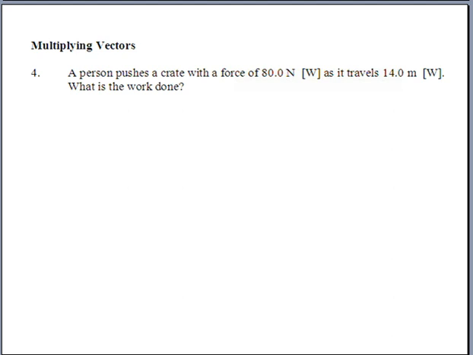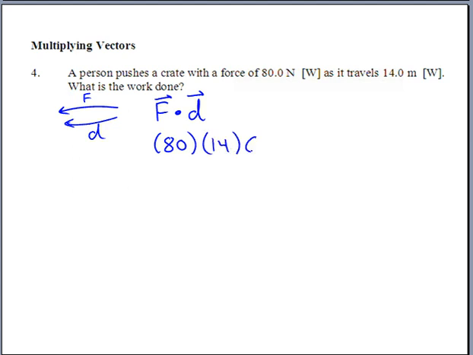Person pushes a crate 80 newtons to the west, and it travels 14 meters to the west. So if I was to draw those 2 vectors, I'd have my force going to the west and my displacement going to the west. And when I arrange them tail to tail, I can see that the angle is 0. So for work, I want to do force dotted with displacement. Okay, great. So I'm going to take my force of 80, multiply it by my displacement of 14, and then a cosine of 0 degrees. Always a cosine of the angle whenever you do a dot product.